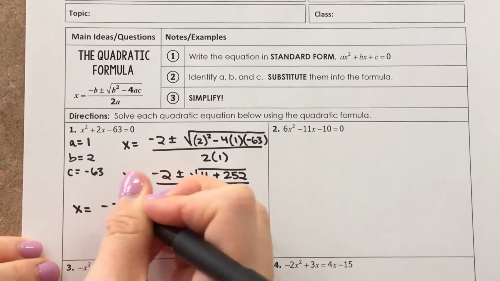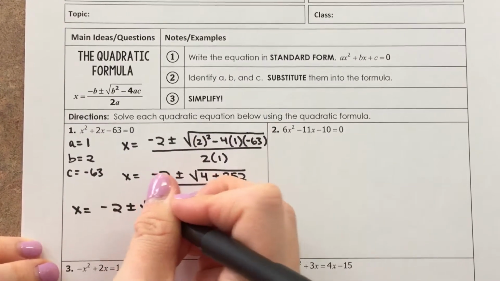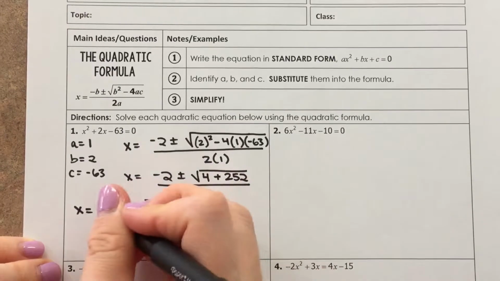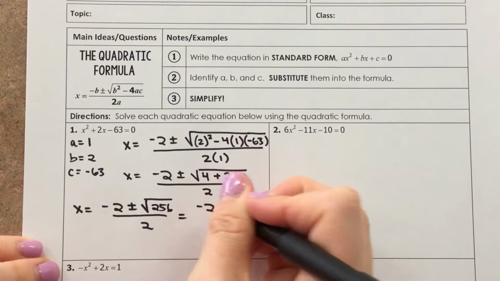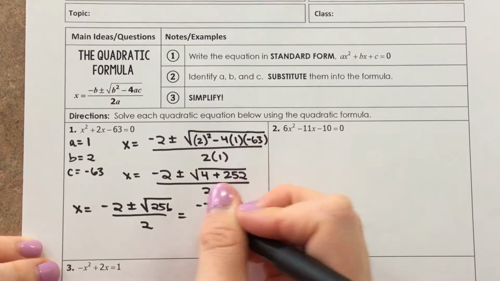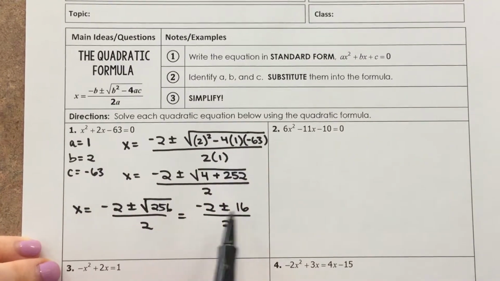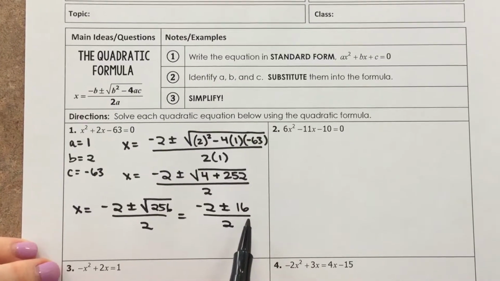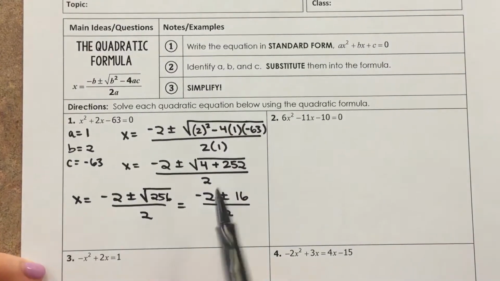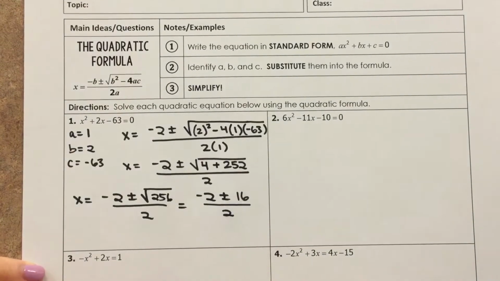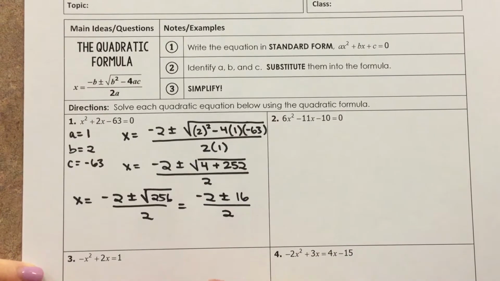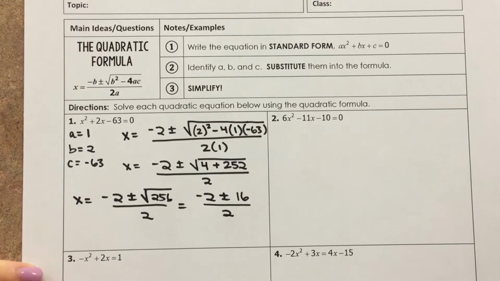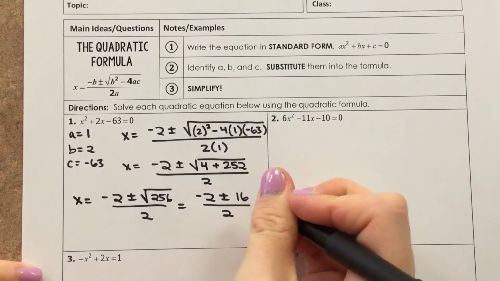We have negative 2 plus or minus square root. When I add these together, I get 256, which is a perfect square. So I'll be able to simplify that in the next step. So this negative 2 plus or minus, the square root of 256 is 16, and then divide that by 2. So we have to do the addition or subtraction before we divide by 2. So let's get our 2 different answers here. So negative 2 plus 16, that is 14, and then when you divide that by 2, you get 7. Or negative 2 minus 16, you get negative 18, divide that by 2, and we get negative 9.